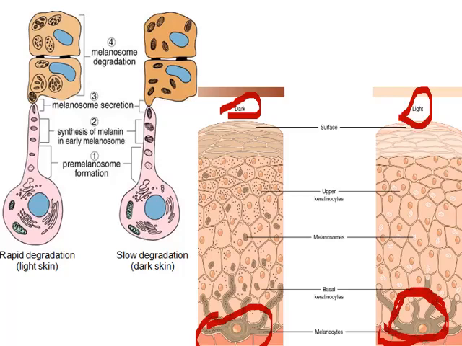The difference between both of them, as we see here, is the rate of degradation of melanosomes by lysosomes as we go upward. In the dark skin, there is slow degradation of the melanosomes as we go upward. However, in the light skin, there is a rapid or high rate of degradation of melanosomes or melanin pigment as we go upward. And this is the cause of variation in the color of the skin between us.